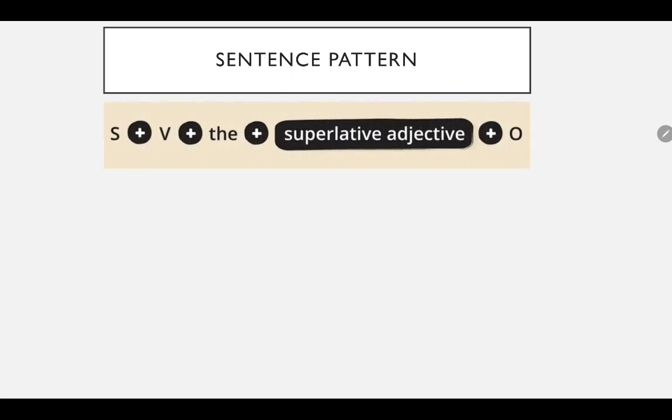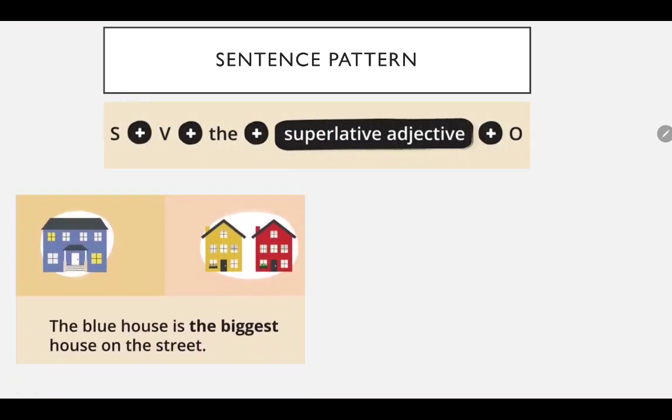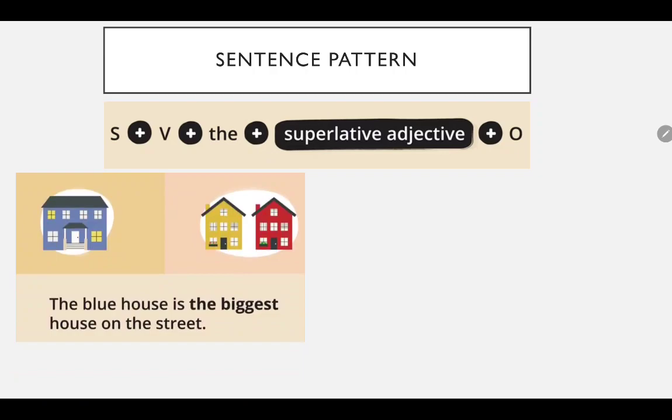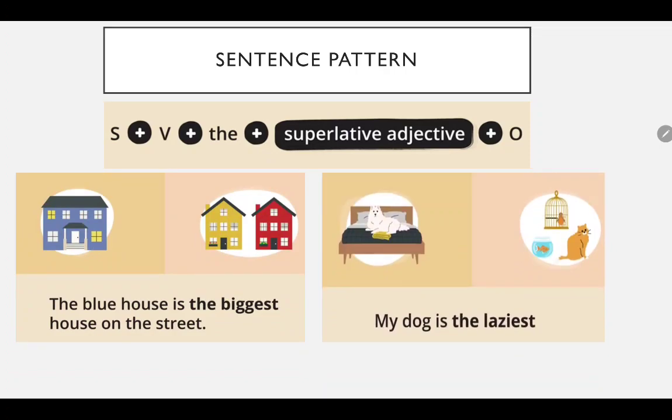Sentence pattern. The blue house is the biggest house on the street. My dog is the laziest. Can you see the word the? Adjective and est. And another one is the lazy, e-s-t.